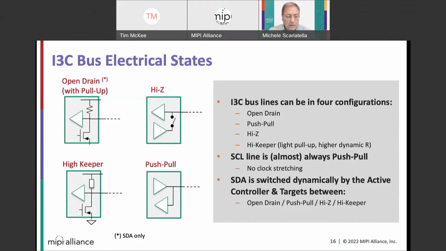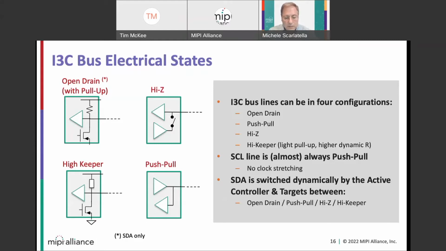Of course, if you are receiving data, you will be in high impedance mode. And as Tim mentioned before, whenever possible, we like to switch to push-pull mode, which is a much more efficient way to send the data across the line. And then finally, there is a fourth mode, which is referred to as a high keeper, or I-keeper. This is really a pull-up, a very weak pull-up. It needs to be used in some special cases, and I will tell you in a second when that is.